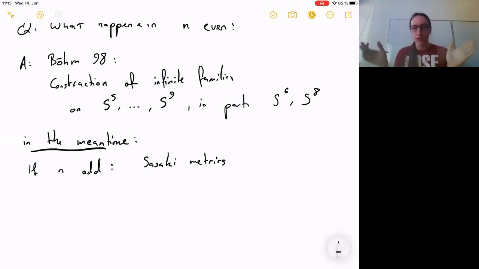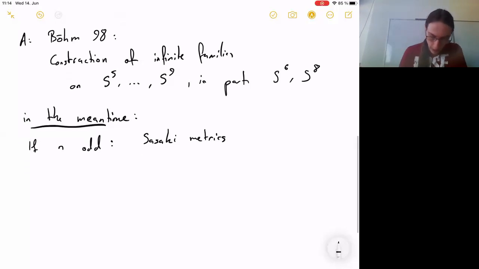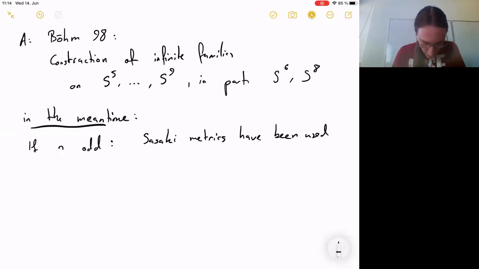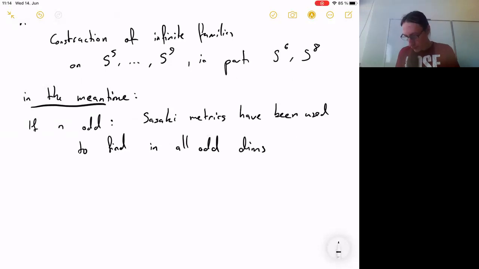which say, well, okay, a metric is Sasaki if the metric cone over the metric is Kähler. And these things, I'm not expecting you to know a lot about them, but they let you use some methods of complex geometry, and they are very good at doing things. So they have been used to find examples in all dimensions. Yeah, so this is work of, well, maybe you should start with Boyer, Galicki, Kollár.